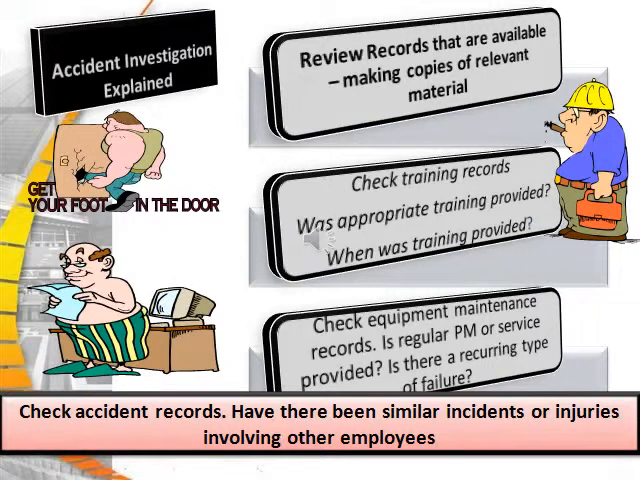Review records that are available, making copies of relevant materials. Check those training records. Was appropriate training provided? When was the training provided? Check equipment maintenance records. Is the regular PM or service provided? Is there a recurring type? Check accident records. Have there been similar accidents or injuries involving other employees?